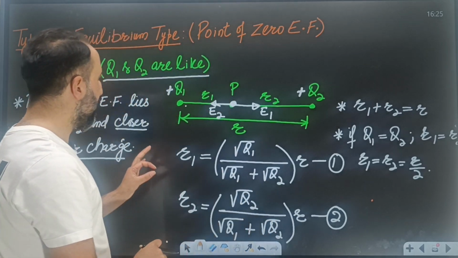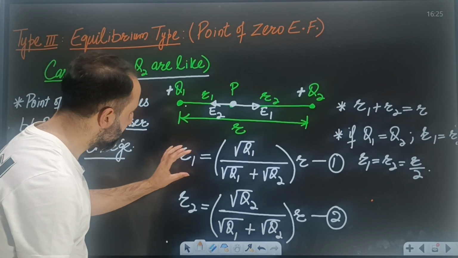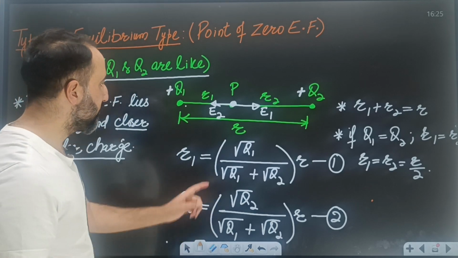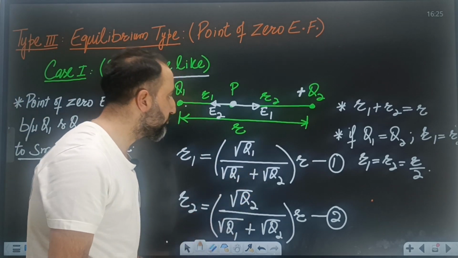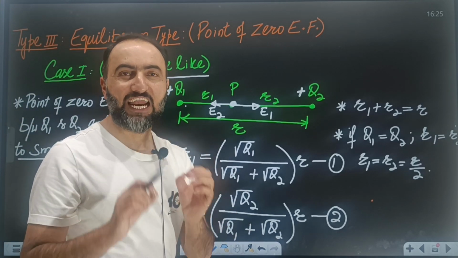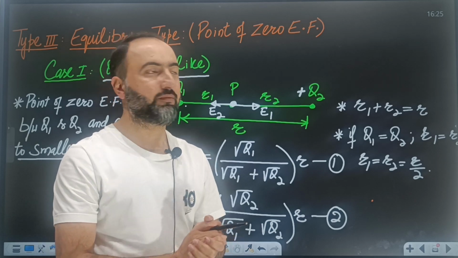Okay. Then this R1, actually we have to calculate the value of this R1 and R2, and value of R1 is given by this equation and value of R2 is given by the equation number second, which is root Q1 divided by root Q1 plus root Q2 multiplied by R. ठीक है ना? Some smart equations which are directly used to calculate the value of R1 and R2 or to locate the point of equilibrium.